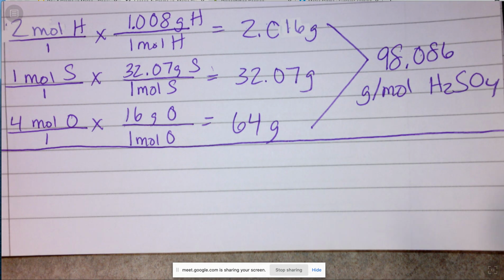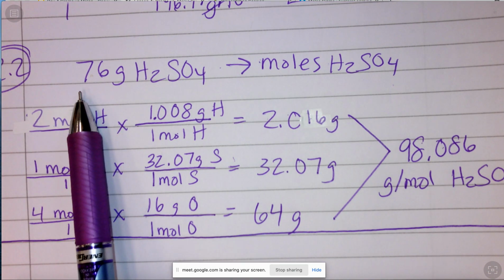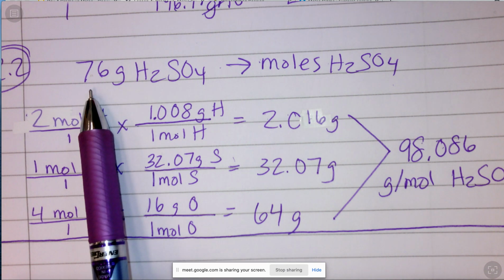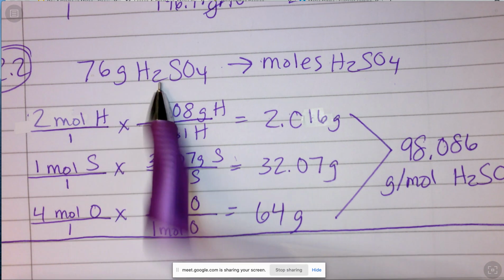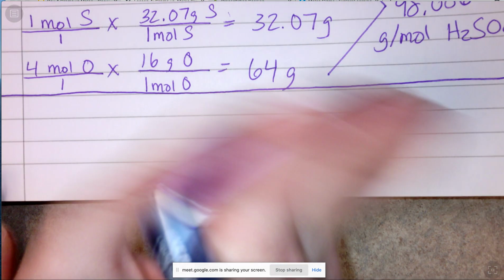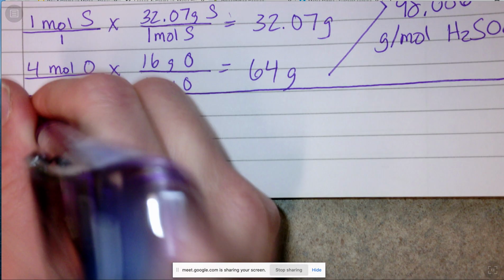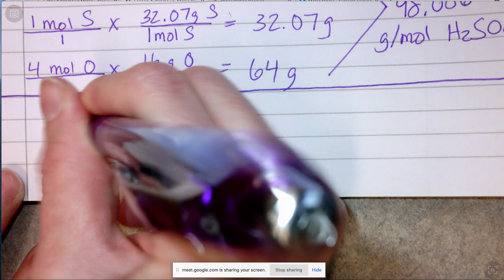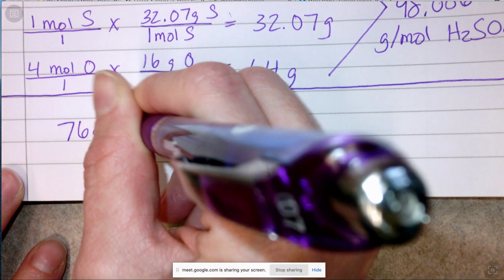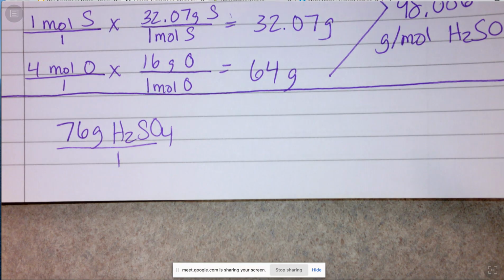All right, so now we have to actually do the conversion, okay? We're asked how many moles of hydrogen sulfide are in 76 grams. So I always write down the number I'm given in the problem first. So the number I'm given in the problem is 76 grams of H2SO4. And I know I'm going to multiply this number by my molar mass ratio.